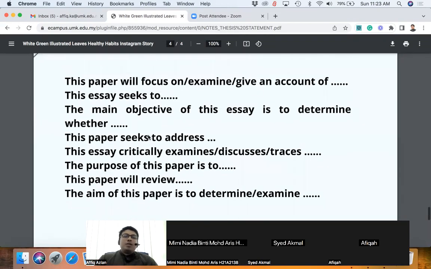And in your concluding sentence, your conclusion, then you can say, this paper has examined. This essay has sought... So you have to play with the words. This essay has critically discussed, with the past tense, of course.